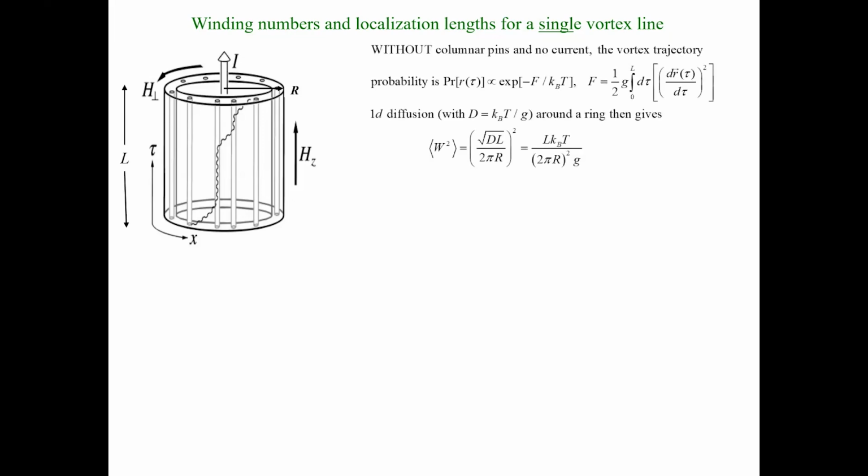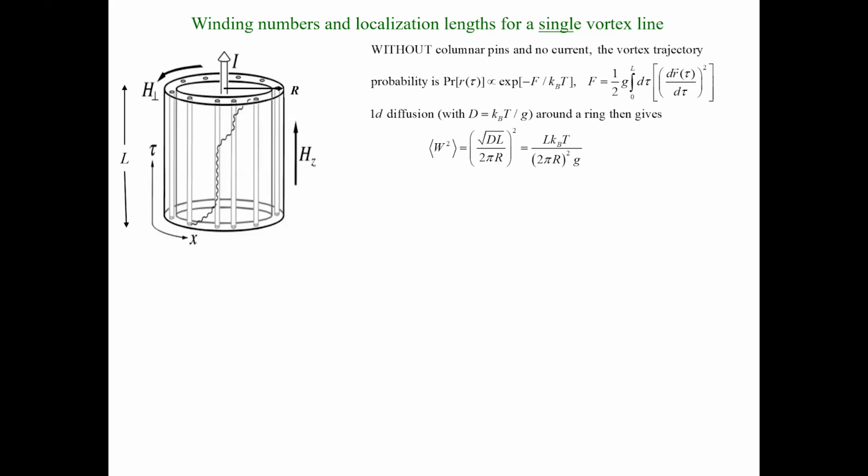So just to set the stage here, if I didn't have any columnar pins, I didn't have any current as well, this would be just the problem I started with, where now the barrier is some giant circle that defines the inner wall of this annulus. And this is basically a random walk, free energy for a freely jointed chain. And there's an effective diffusion constant here.